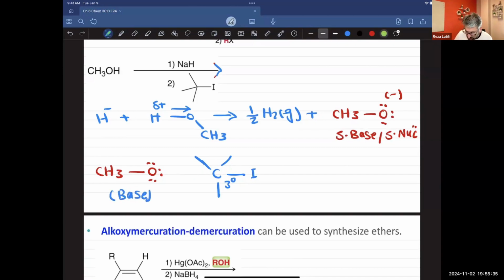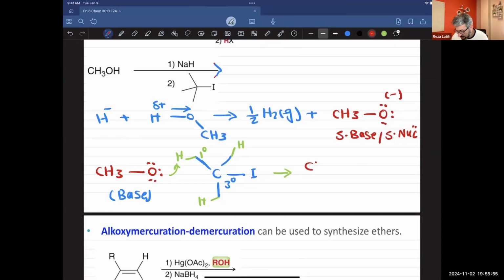And this time, because we do have H atoms there, those H atoms are sitting on a primary carbon. Reaching those hydrogen atoms is way easier. So very soon, that methoxy group will go after the hydrogen atoms, and it will take them out of the system.